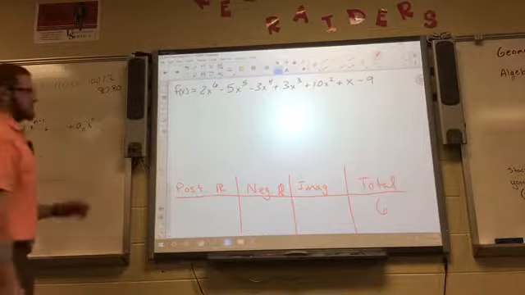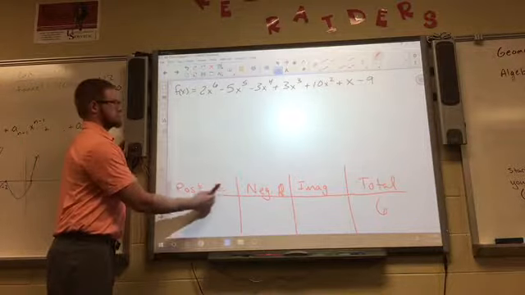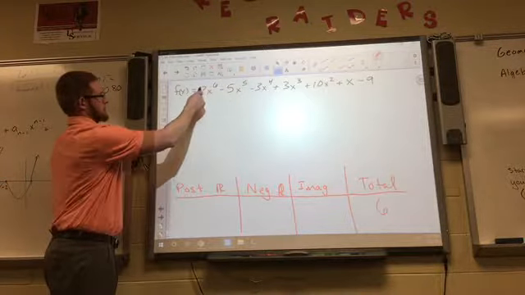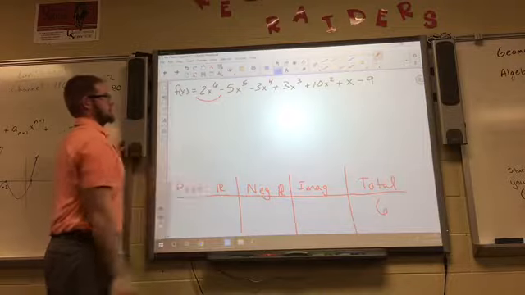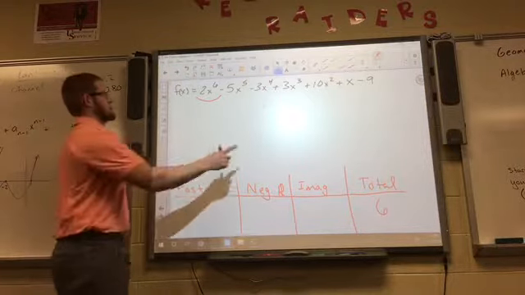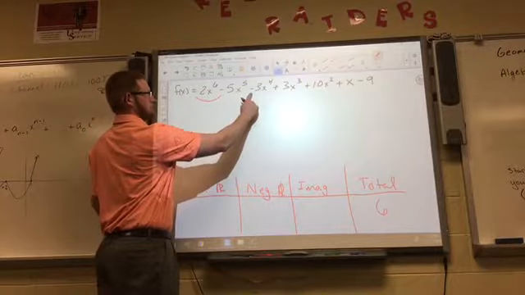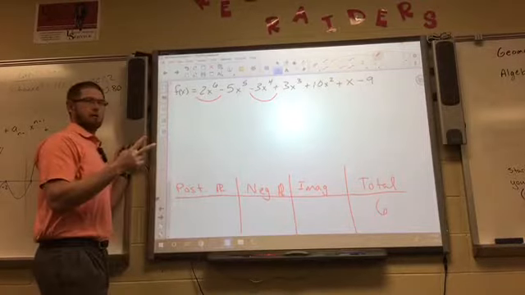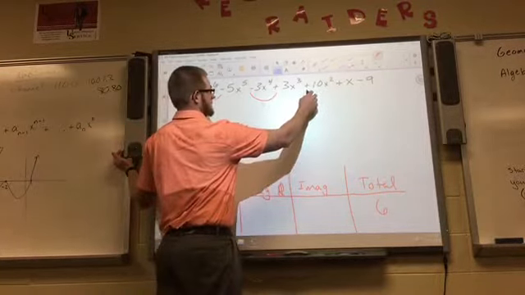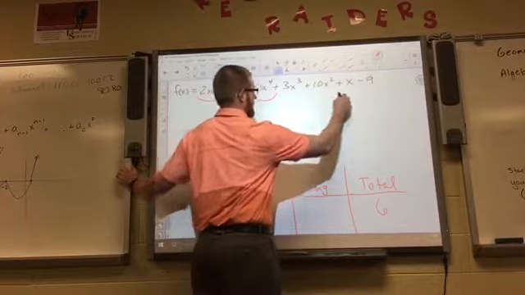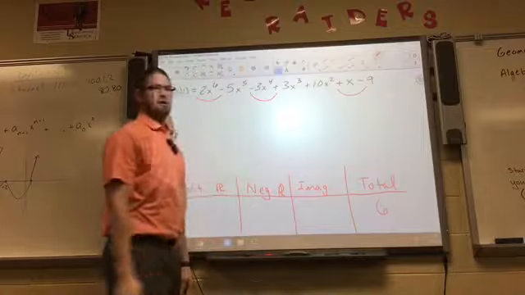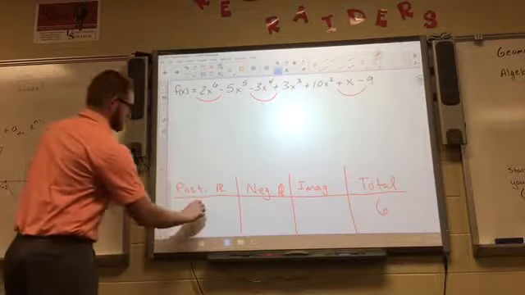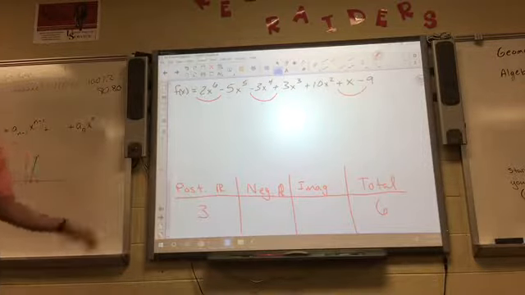So to find the possible number of positive real zeros, I'm going to start here and I'm going to look at when the sign changes. So I go from a positive to a negative. There's one sign change. Then I go from a negative to a negative. That's not a sign change. And then I go from a negative to a positive. Now I've changed sign twice. Positive to positive, positive to positive, positive to negative. So I change signs how many times? 3. So it is possible that there are 3 positive real zeros.